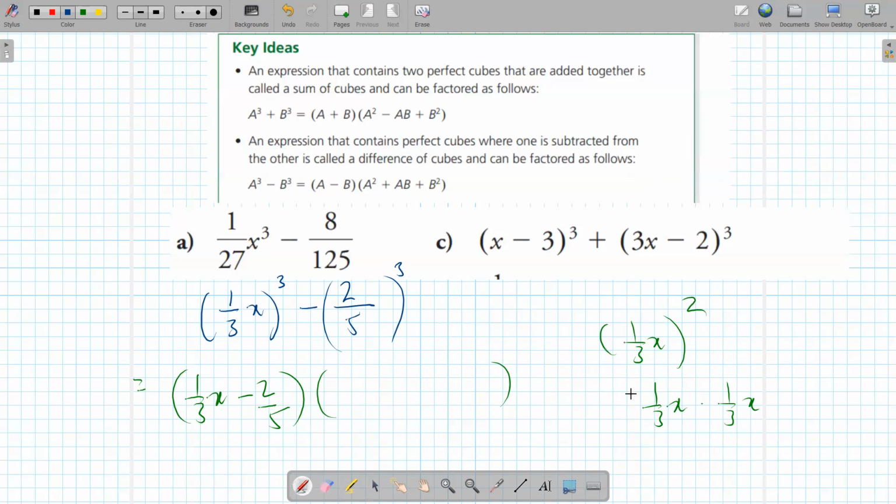So just multiply the numerator with the numerator. 1 times 1 is a 1. 3 times 3 is a 9. What's x times x? X squared. There we go. That's going to be our first term. 1 over 9x squared. Okay, that's our a squared bit.